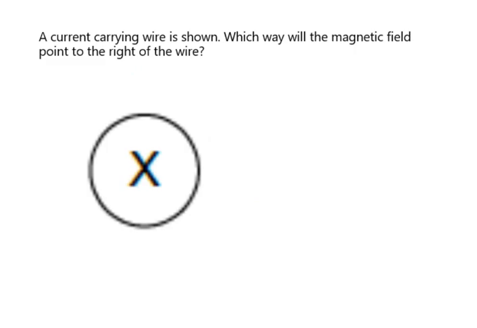Okay. So let's try an example here. Here's a wire. I want to put a compass right here. Here's where we're going to put a compass. Which way is the compass going to point?